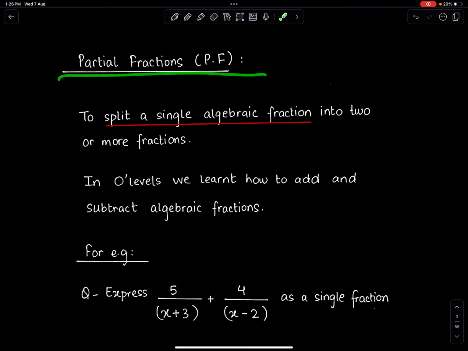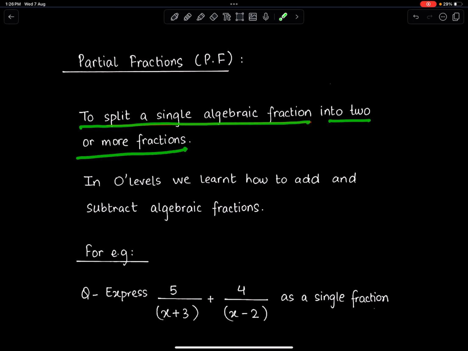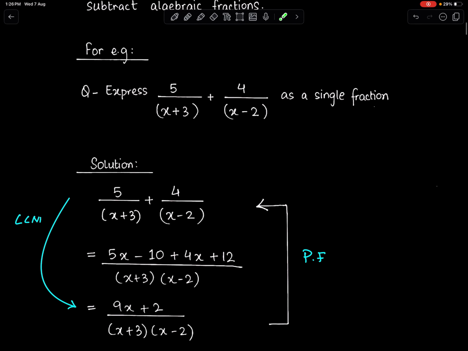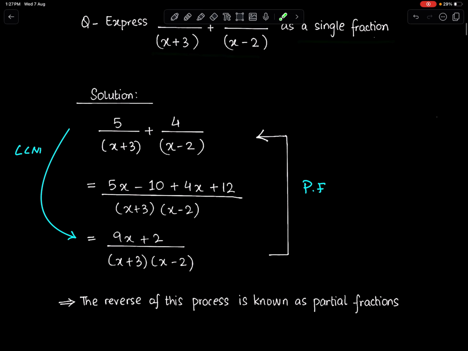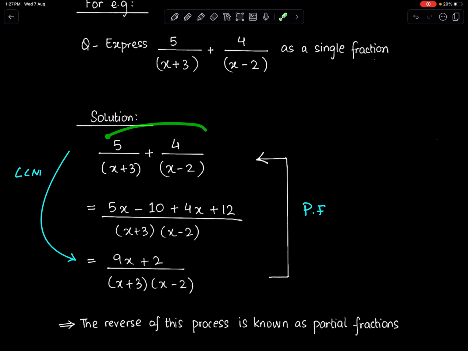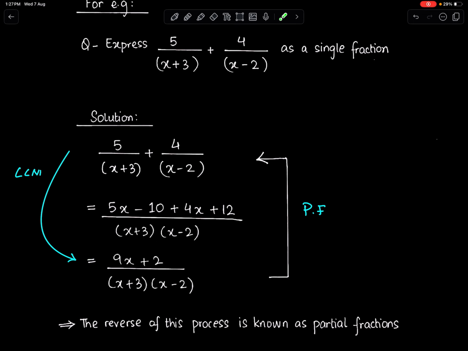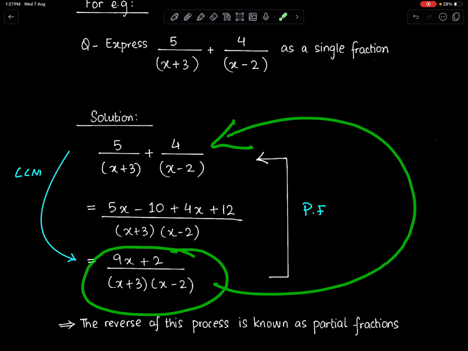Partial fractions. Partial fractions means to split a single algebraic fraction into two or more fractions. In O levels, we learned how to add and subtract algebraic fractions. For example, express this as a single fraction. By taking the LCM, we can express these two fractions as a single fraction. And the reverse of this process is known as partial fraction.